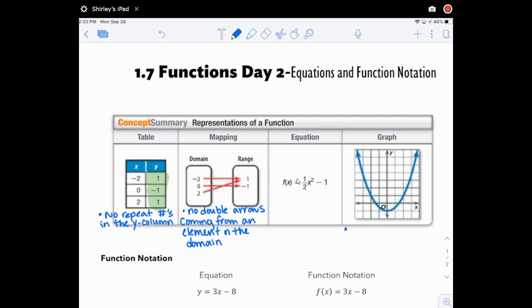You want to make sure you're using the vertical line test. So the vertical line test means if I drop a vertical line all the way through my graph, it's only going to hit it once. So that's your review of how to figure out something as a function looking at different notations.